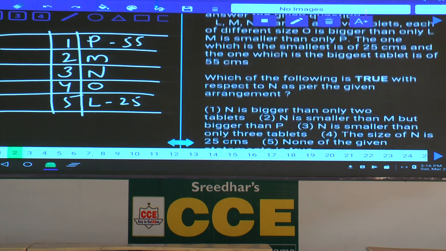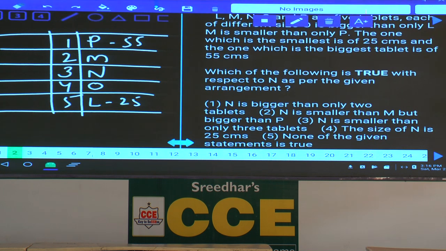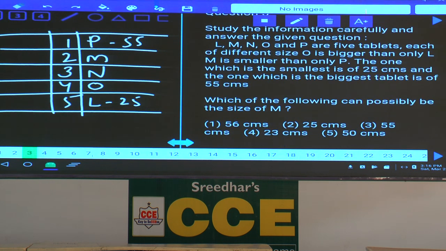Then question number 2, which of the following is true with respect to the given information, with respect to N? Now, N is bigger than only 2 tablets, definitely true, isn't it? Hence, choice 1 is your answer. Then question number 3, which of the following can possibly be the size of M? Now, this M can be in between 25 and 55. Tell me what is your answer here? 50, that is choice 5, isn't it?